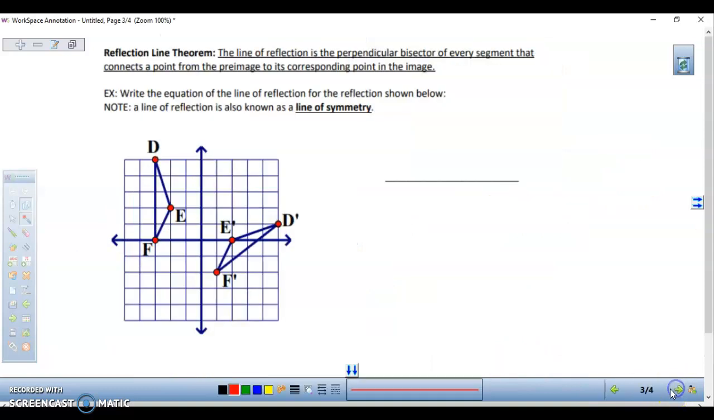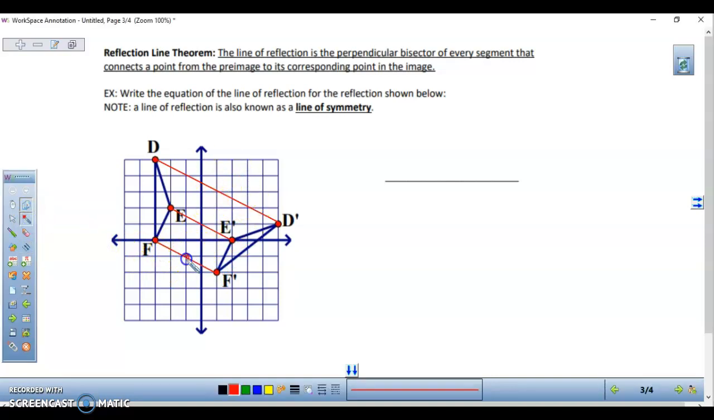All right, and the next thing is what's called the reflection line theorem. It says the line of reflection is the perpendicular bisector of every segment that connects a point from the pre-image to its corresponding point in the image. So check this out. If I want to find the line of reflection, I apply this: perpendicular bisector. Bisector means go through the midpoint. So all I really have to do is connect the image and its pre-image, and I'm going to create perpendicular bisectors of all those segments.